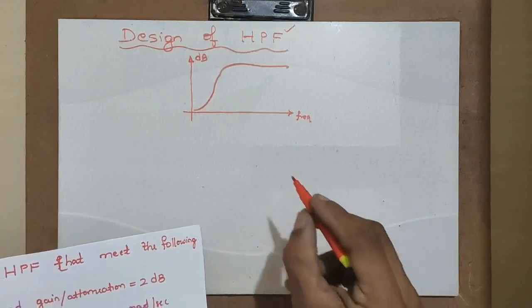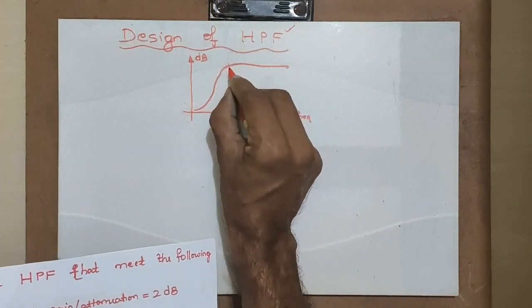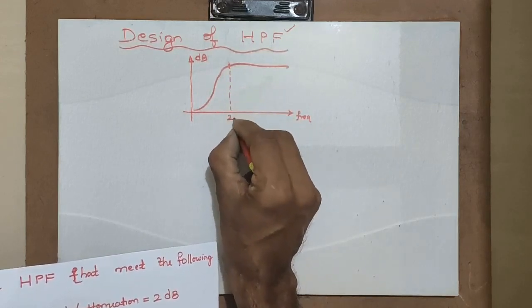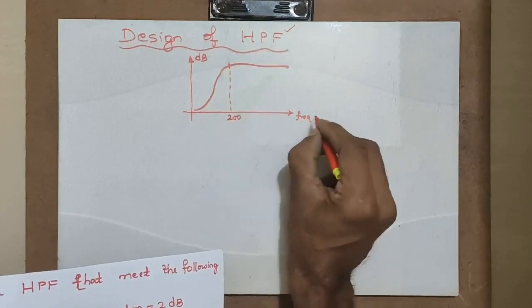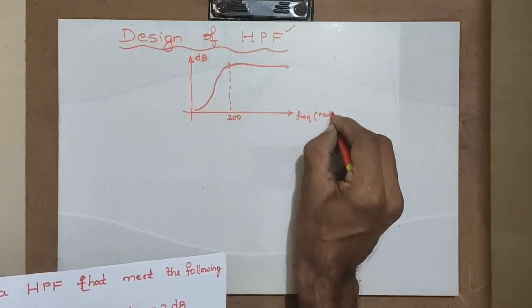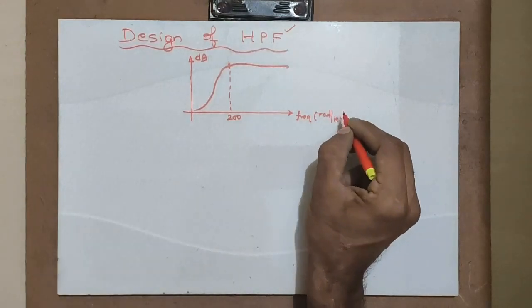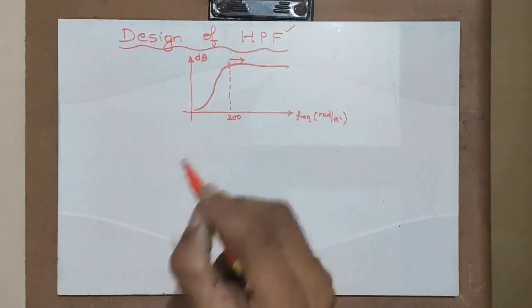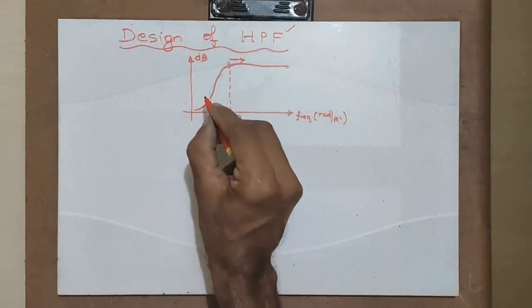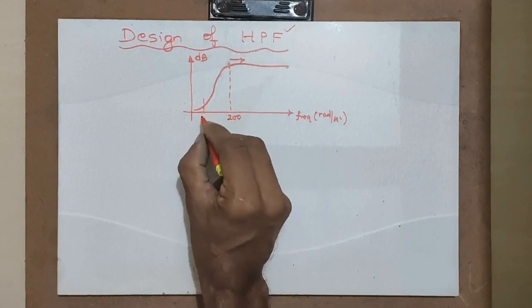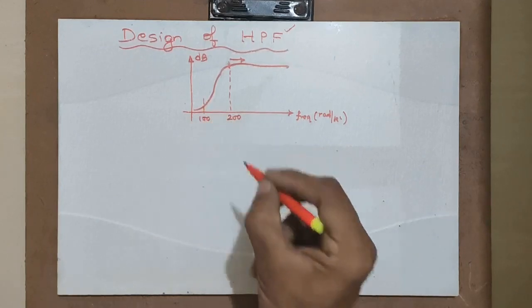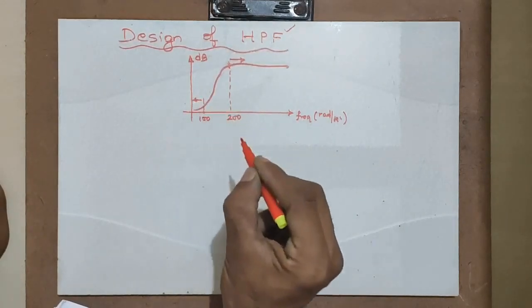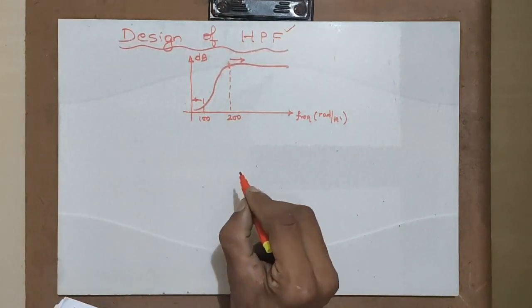The example says that the passband edge frequency is 200 radians per second. Now this is the passband. From here onwards the signal is passed, 200 radians per second. Where is the stop band edge? It is 100 radians per second. You can see that here, down the line, the signal is stopped.